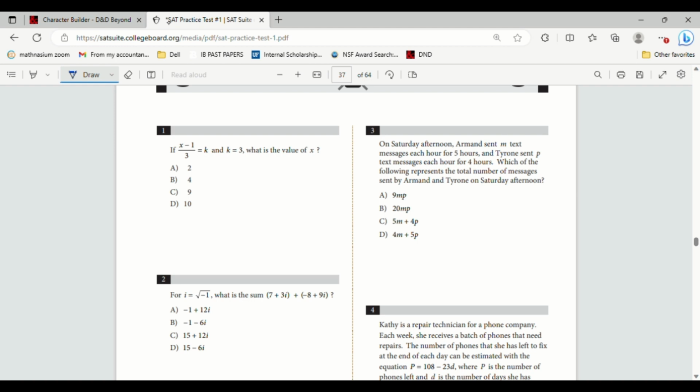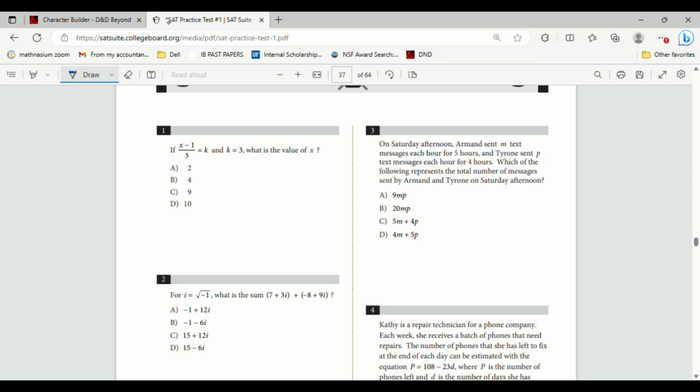Today I will be walking you through all 20 questions and pointing out some tips and tricks along the way, identifying types of questions, and hopefully this will help you guys prepare for your SATs coming up soon. And so we'll begin with number 1.